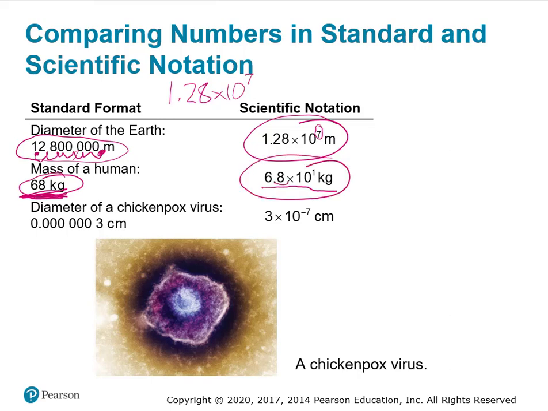The diameter of a chickenpox virus is a very small number. It's a decimal, so it's going to have a negative exponent. We would put the decimal point right here after the 3. 3 is a number between 1 and 10, and go back 1, 2, 3, 4, 5, 6, 7 spots. 3 times 10 to the negative 7.